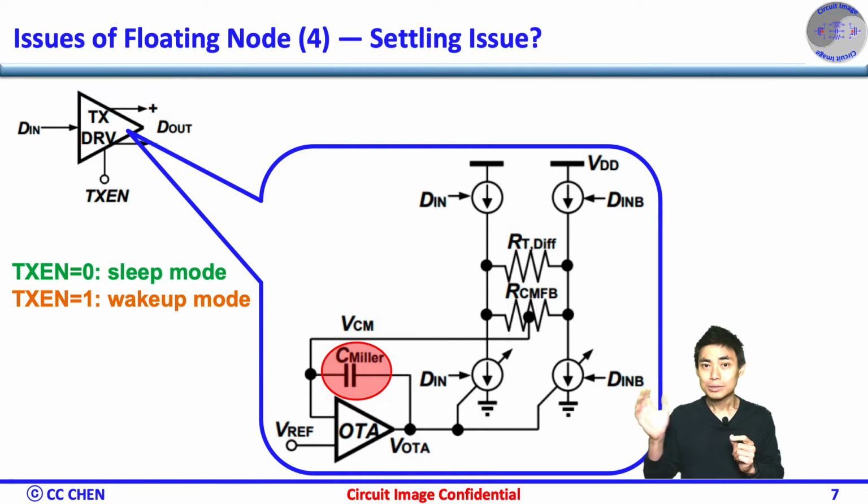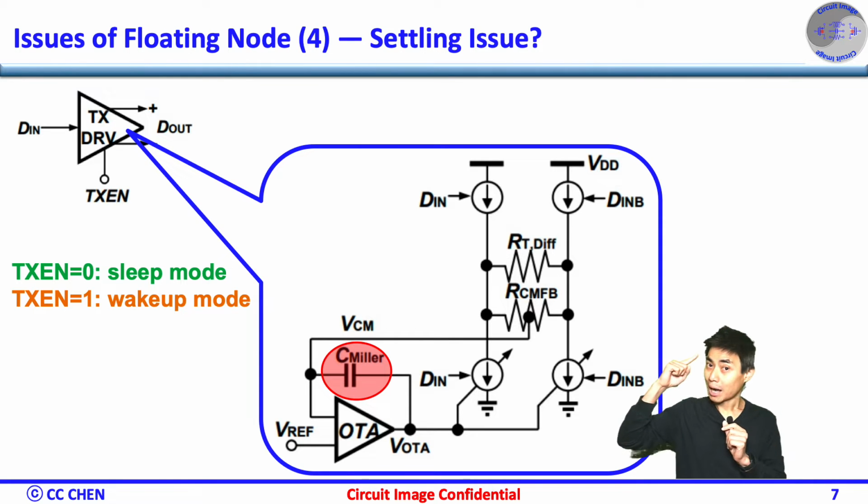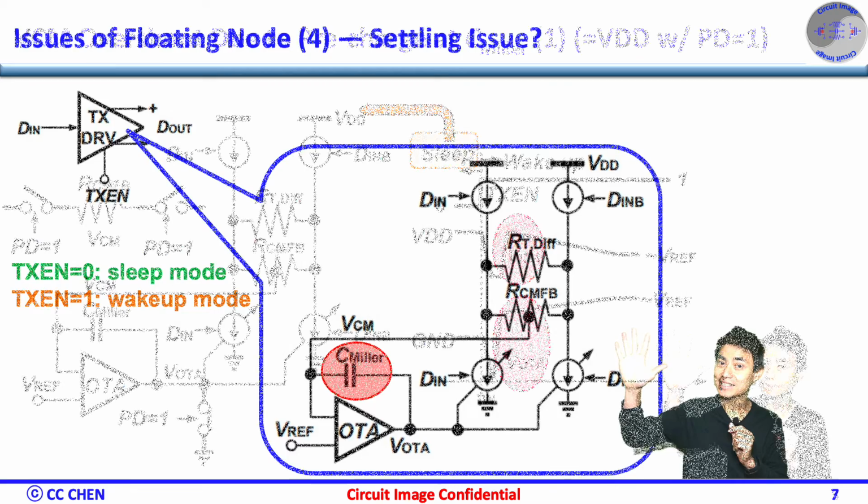Therefore, to stabilize the negative feedback loop, a Miller capacitor is a must. From this cartoon image, do you see any issue? Think about the charge image around the capacitors for 5 seconds.